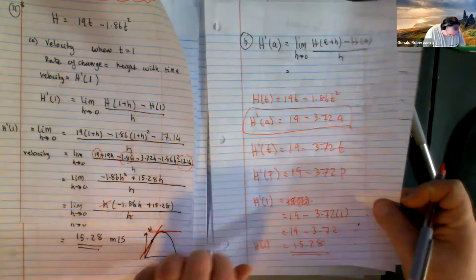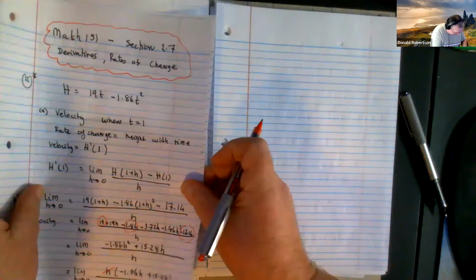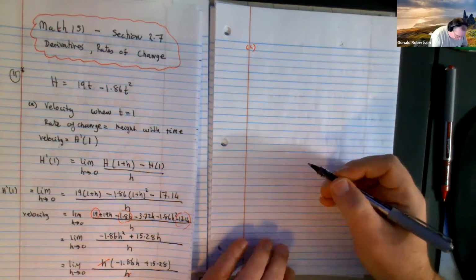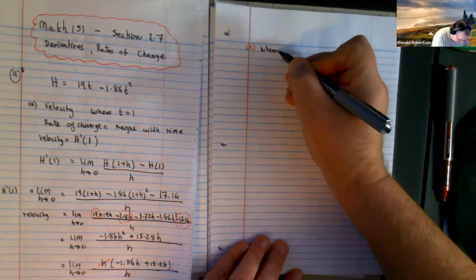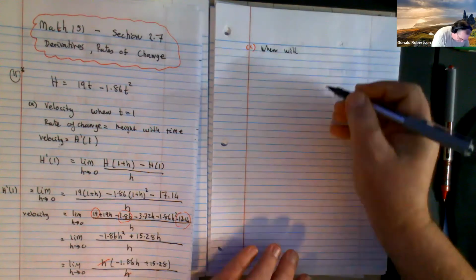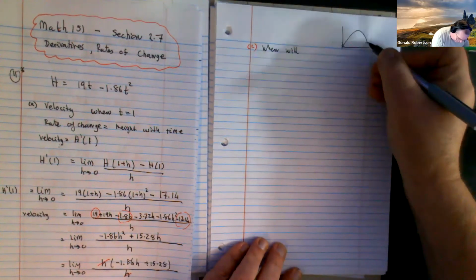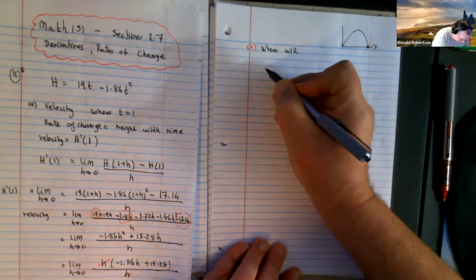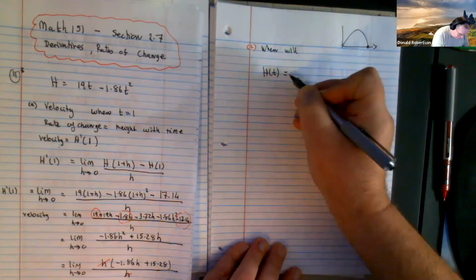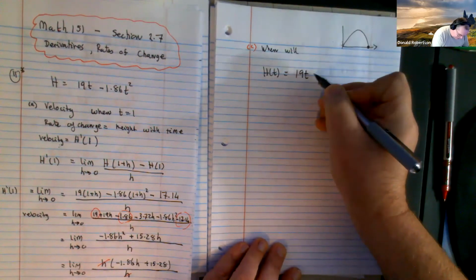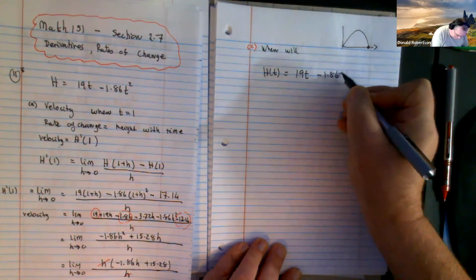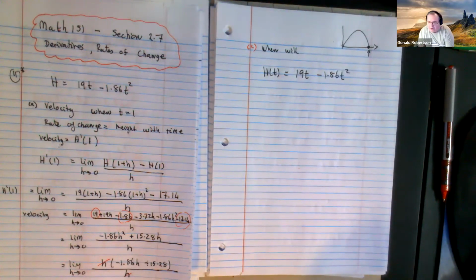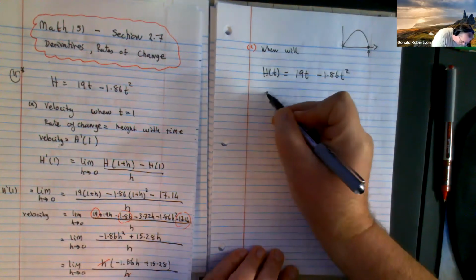Now, continuing with this story, but we'll use the shortcut to help us a little bit. Question C says, when will this rock hit the ground? So you remember my little picture looked something like this. It went up and it went down and it hits the ground there. And the original function is 19t take away 1.86t squared. So they want to know nothing to do with derivatives right now, but we do want to know when this thing is 0.